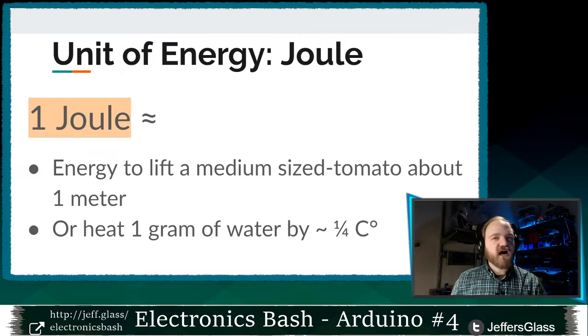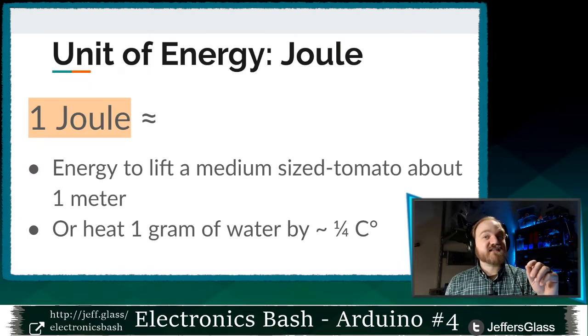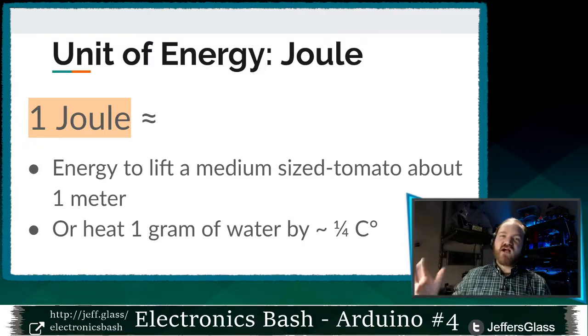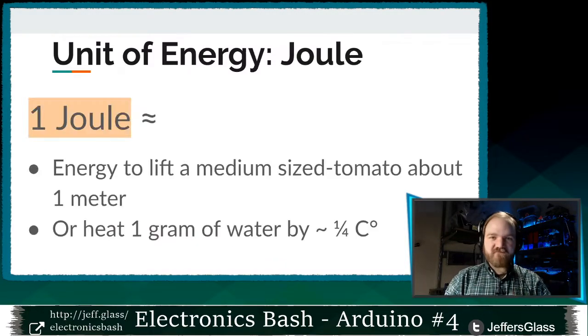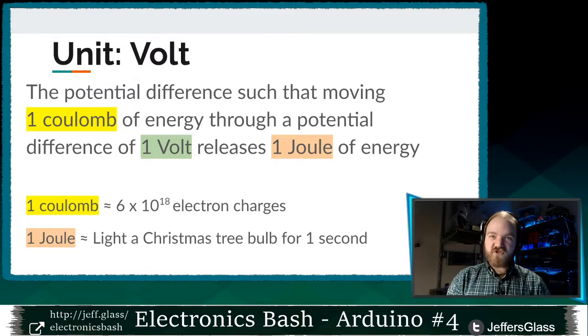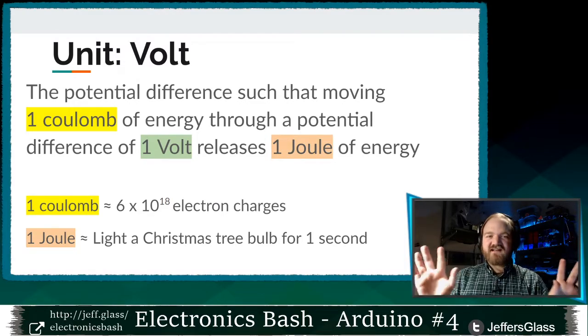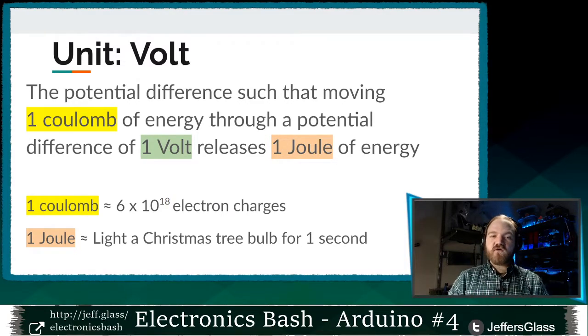So it's not a ton of energy, but again, it's not infinitesimal. It's not so small that we can't really think about it, and it's not so large that it's impractical, right? So we have our packet of charges, a coulomb, we have our unit of energy, and that's going to let us define a unit for electrical potential energy, which you may have heard of before. It's the volt, which is, just to read it out loud, the potential difference such that moving 1 coulomb of charge through a potential difference of 1 volt releases 1 joule of energy.